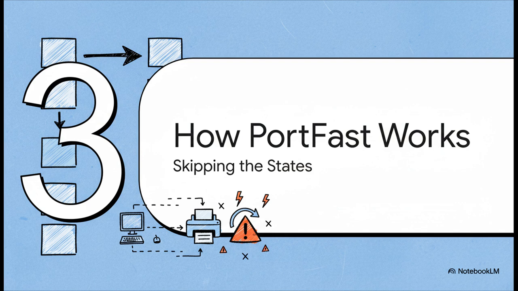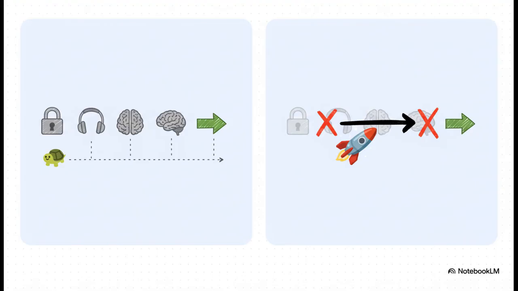So, how does PortFast actually pull this off? What's the magic behind the scenes that lets it just skip the line and ignore that 30-second delay? Okay, this comparison makes it crystal clear. On the left, you've got the standard slow and steady process, that whole journey through blocking, listening, and learning. But look at the right. With PortFast turned on, it just skips the middle two steps completely.